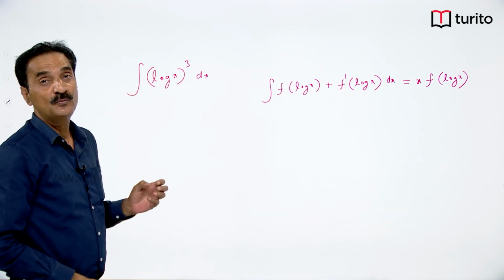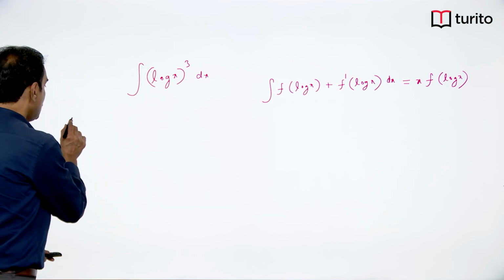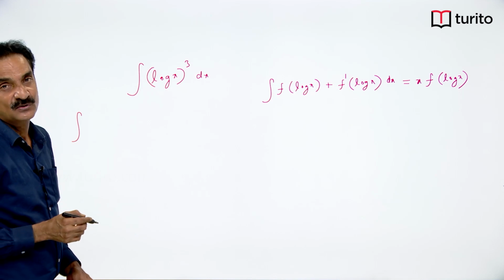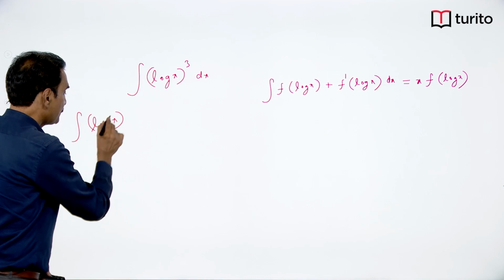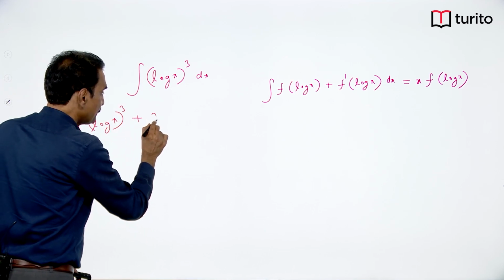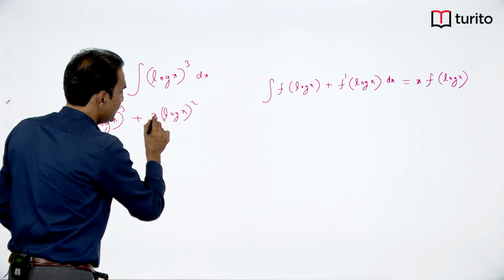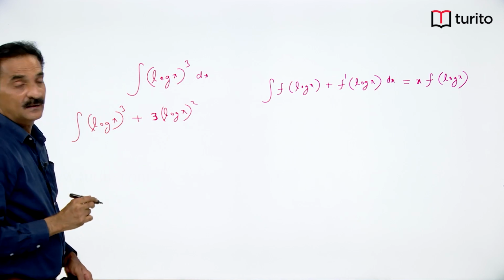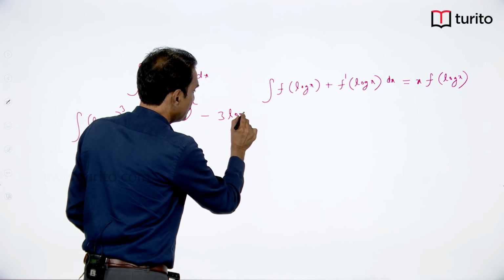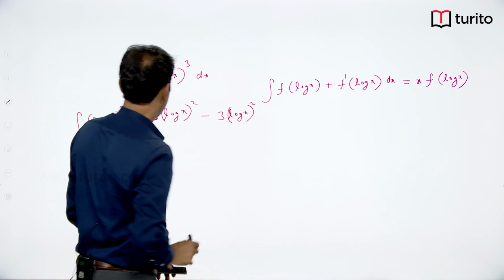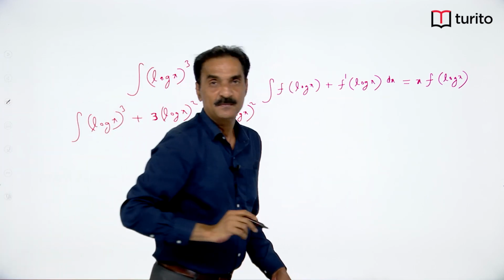Derivative of (log x) whole cube with respect to log x is 3 into (log x) whole square. So, we add and subtract 3 (log x) whole square. (Log x) whole cube plus 3 into (log x) whole square, we add and subtract. This part is first two terms, we can apply this formula.